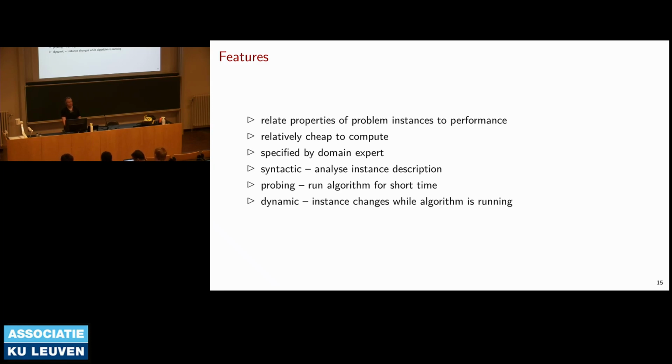Then we have the probing features. These tend to be more informative, but also more expensive, where I take an algorithm, and this doesn't need to be a real algorithm, it could be some kind of pre-processing, and run this for a short amount of time. So for example, I could do one step of unit propagation for SAT, and then see how that changes the problem. How does that make the problem easier, and how does that give me some idea on where the solution might be, or whether there is a solution or not in this case.